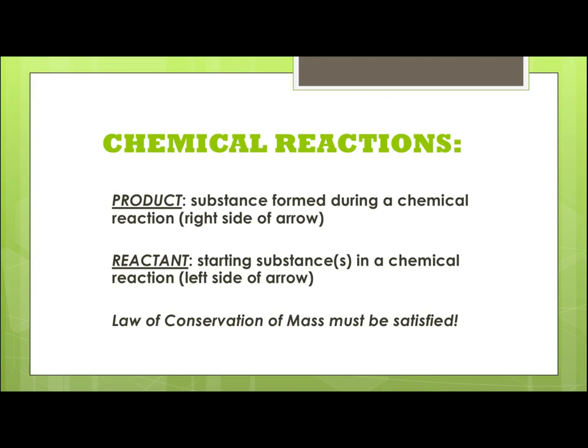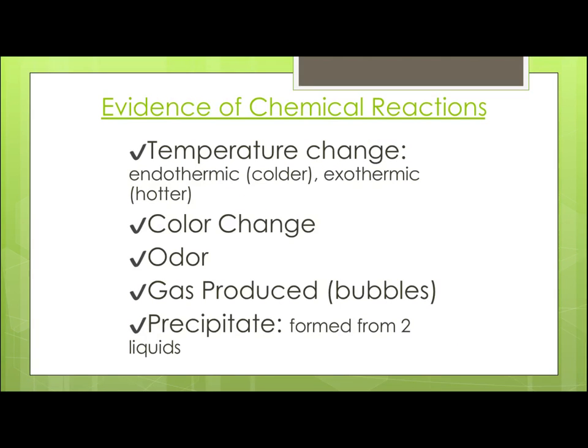Now, some evidence or proof that a chemical reaction has actually occurred would be temperature change, whether it gets colder or gets hotter; color change; an odor, maybe something that changes in the smell; a gas is produced, this is generally in the form of bubbles; or a precipitate is formed from two liquids, meaning you mix two liquids together and a solid is actually formed. And so these are all great examples of showing us that a chemical reaction has actually occurred.